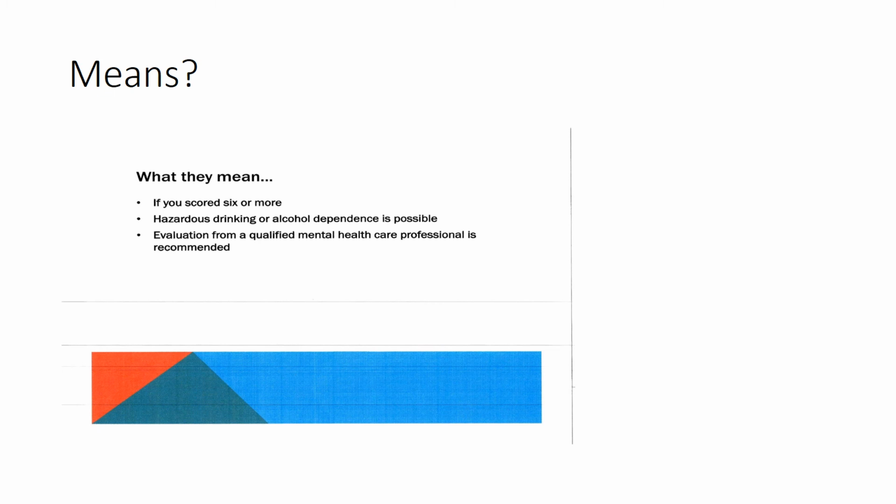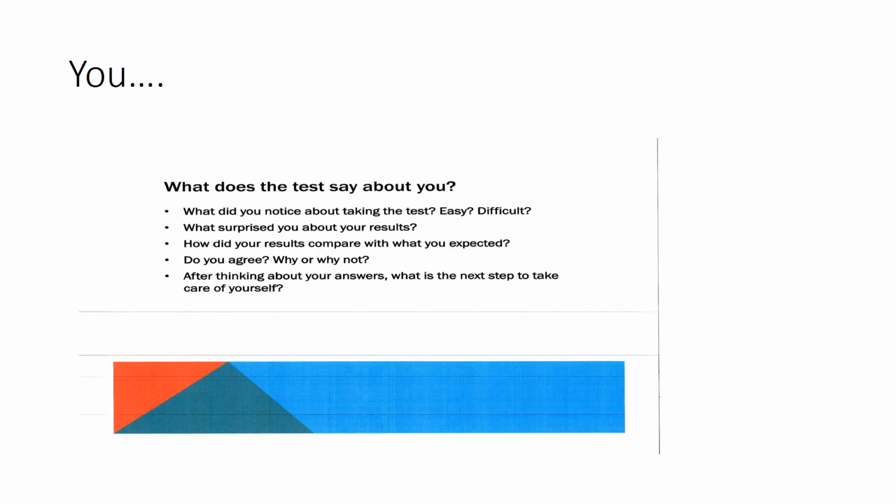So if you scored 6 or more, hazardous drinking or addiction is possible. Evaluation from a qualified mental health care professional may be recommended. Now that you have gotten your score, honestly think about the following questions.